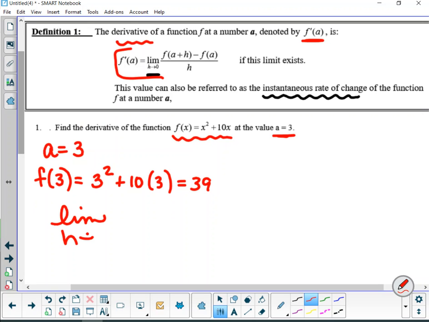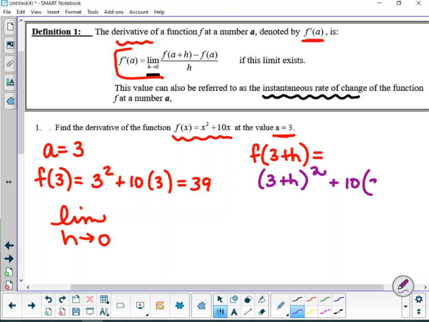So now I'm going to create my limit. Actually, maybe I'll do this first. Let me write out what f of 3 plus h will look like, because that's going to be important. We're going to need that. f of 3 is comfortable for us. f of 3 means I take the f function and I plug in 3: 3 squared plus 10 times 3. f of 3 plus h means I do the same thing. It's 3 plus h, quantity squared, plus 10 times 3 plus h.